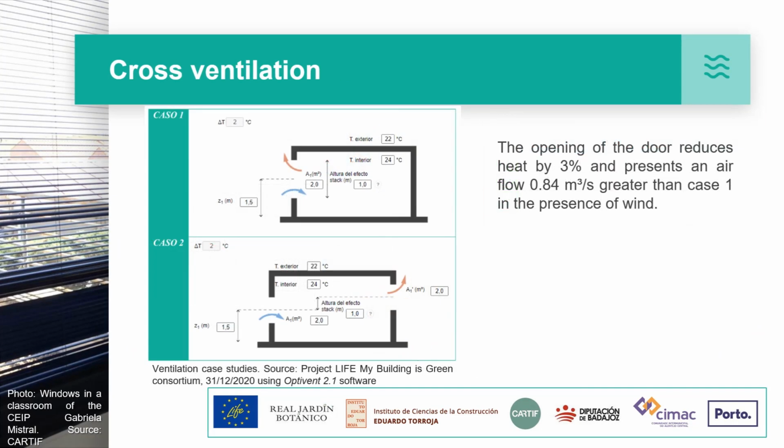Cross-ventilation strategies show promise in removing pollutants from the air and providing fresh air. However, it has been necessary to study the advantages of this type of ventilation in terms of thermal comfort. Using the OptiVent 2.1 software, two hypothetical scenarios of a standard classroom have been compared. In the first, the window remains open and the door closed, while in the second case, both elements are open. Opening the door reduces the total heat generated by 3% and produces an airflow 0.84 cubic meters per second higher than case 1.